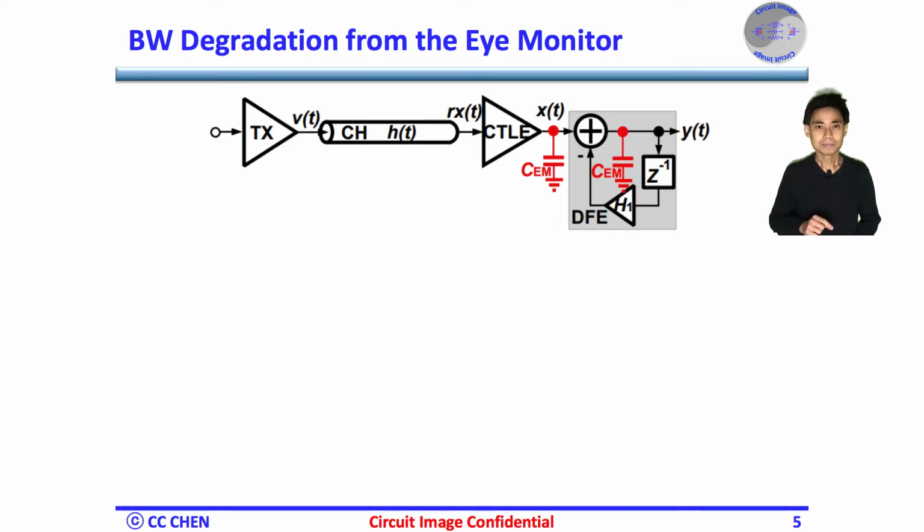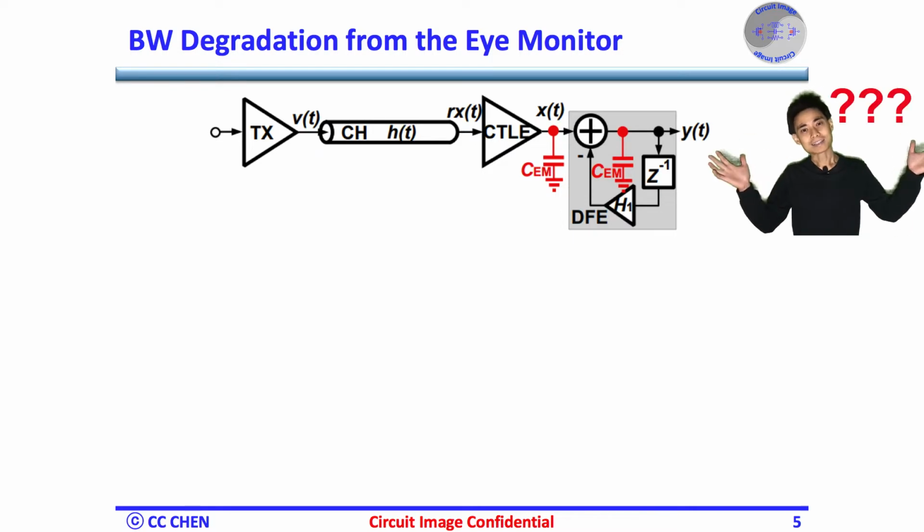As you can see, the eye monitor may need to connect to the top nodes. Unfortunately, the input device and parasitic capacitance of the eye monitor will slow down the node. In addition, those are high speed and critical nodes and very sensitive to any extra capacitance, which would degrade the overall bandwidth. Any circuit image of the bandwidth degradation issue here?